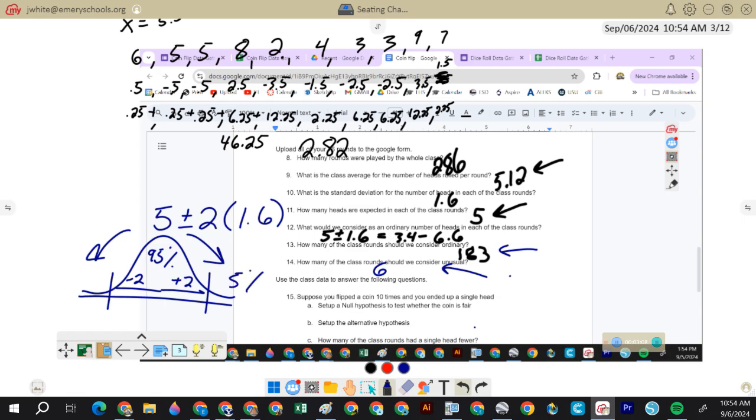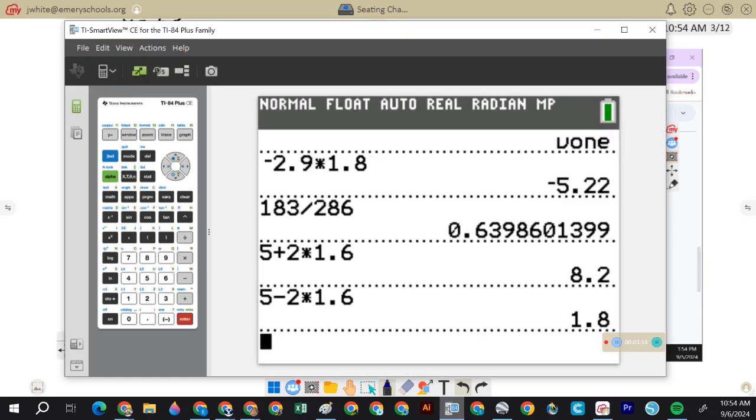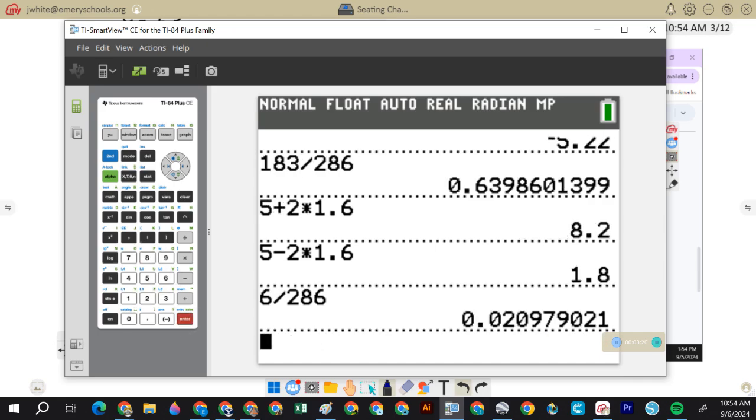About 5%. So we take our 6 and divide by 286. So 6 divided by 286, and I got 2%. I expected 5, I got 2. That's pretty close. Okay. Samples are never perfect, but that one's not too far off.